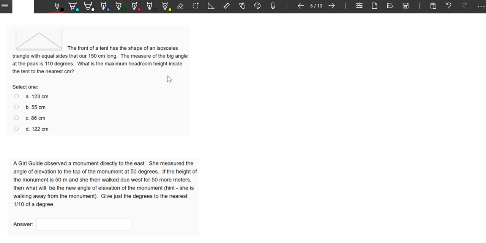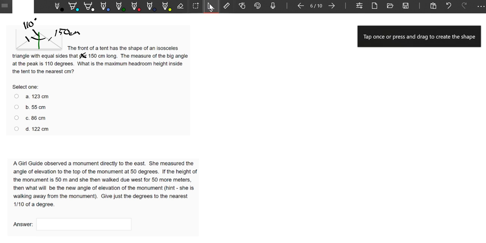Okay. Here we have the front of a tent has the shape of an isosceles triangle. I'm going to give little marks here to show it's isosceles, with equal sides that are 150 centimeters long. The measure of the big angle at the peak, so this angle right here, is 110 degrees. What is the maximum headroom height inside the tent to the nearest centimeter? So they're asking us for what is the height of this triangle.